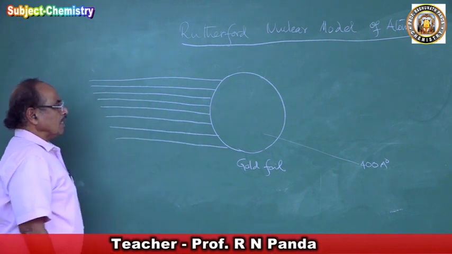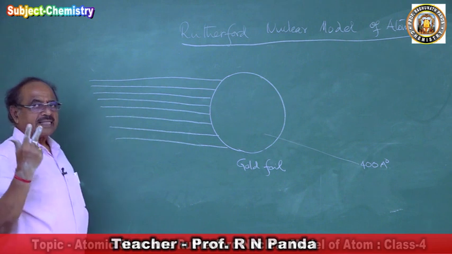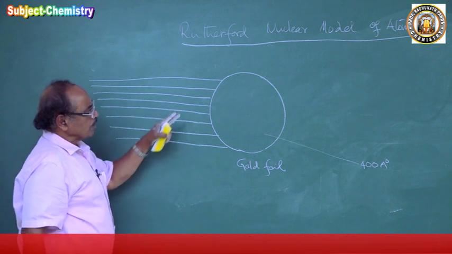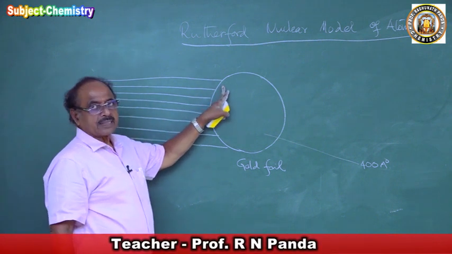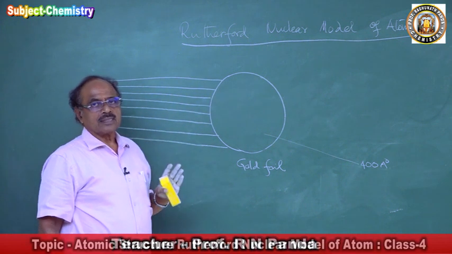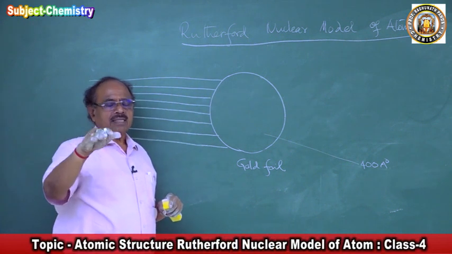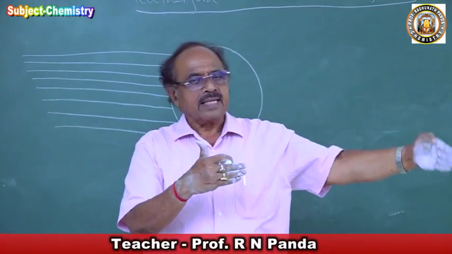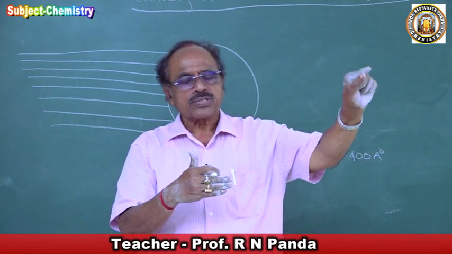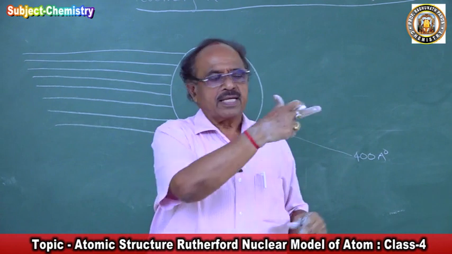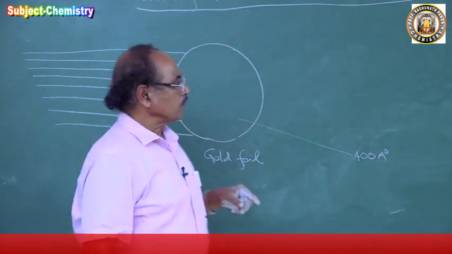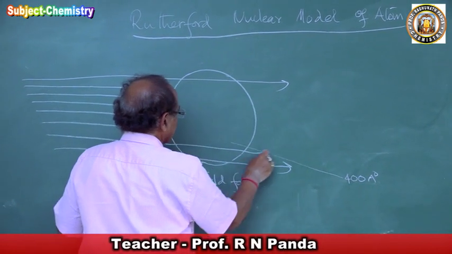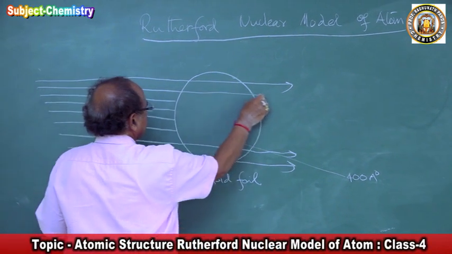So he made three definite observations. He found, first, that most of the alpha particles penetrated the gold foil. They came and went straight. See, this gold foil is here, and the alpha particles are hitting the gold foil. At the end of the box they produced scintillation. They went straight and produced scintillation. So most of the alpha particles penetrated the gold foil like this.